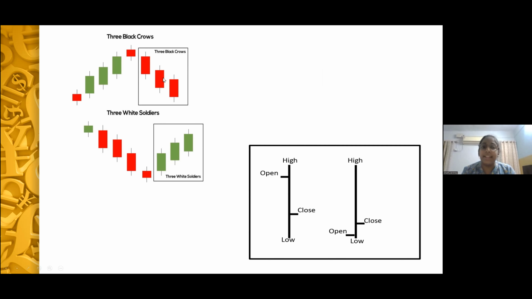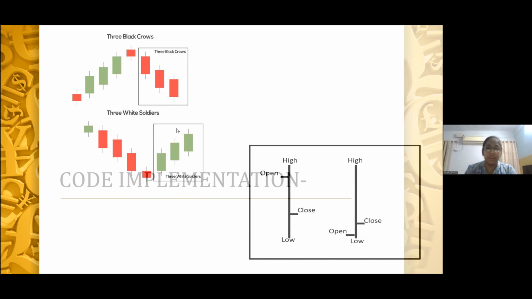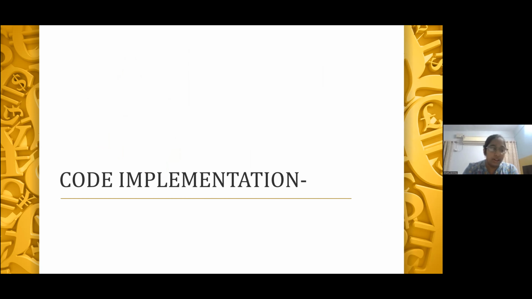Now, the difference between a candlestick and an OHLC graph is that the candlestick has a complete body, whereas the OHLC graph is shown by a stick. The process is the same. This is open, this is close, this is high, this is low. But here the sticks are used to represent a particular period, whereas here a complete body is used. Now we will see the code.